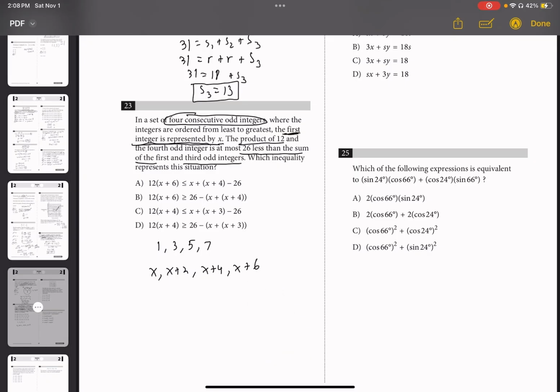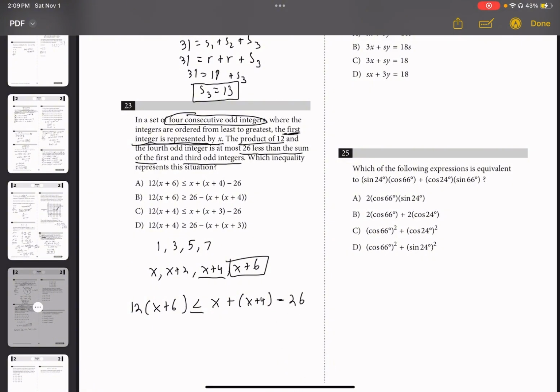Now looking at the situation, it says the product of 12 and the fourth integer is at most 26 less than the sum of the first and third odd integers. So the product of 12 and the fourth odd integer, which is here, is at most, so that means less than or equal to, and then it says 26 less than the sum of the first and third odd integers. So we know the first and the third, and then it says 26 less than.